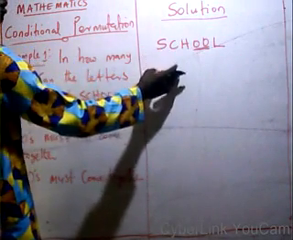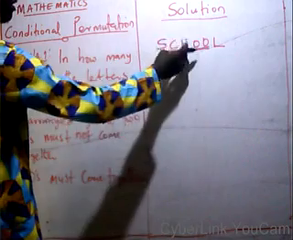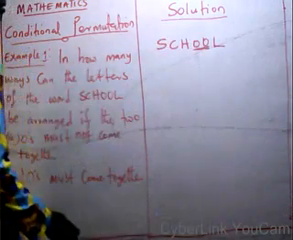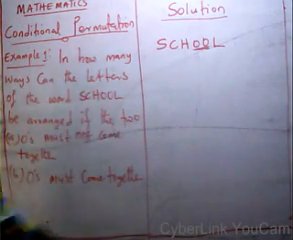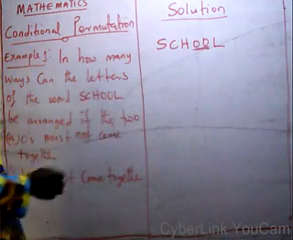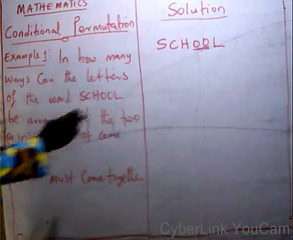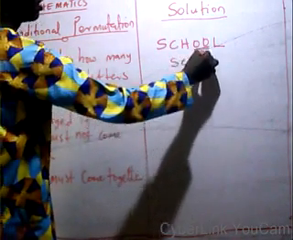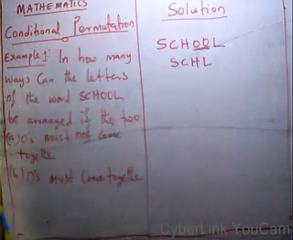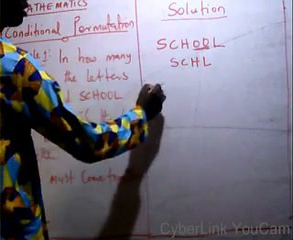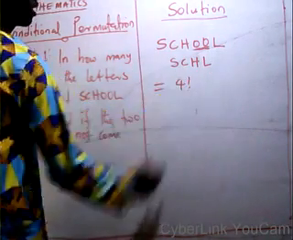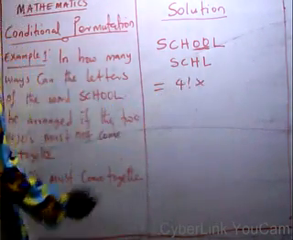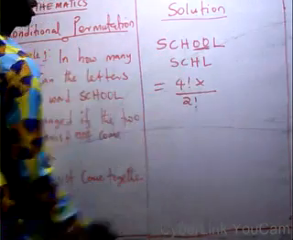Ordinarily, if you want to permutate this, it should be 1, 2, 3, 4, 5, 6. That should be 6 factorial divided by 2 factorial because 0 appears twice. But in this case, if you have restricted this, what you are left with is S, C, H, L, which is 4. That means our solution is equal to 4 factorial, divided by, if those two zeros, of course, it is 2 factorial.